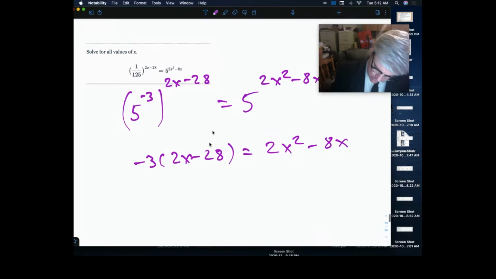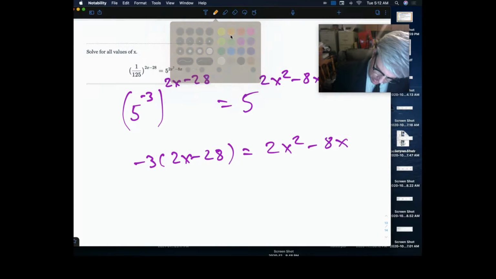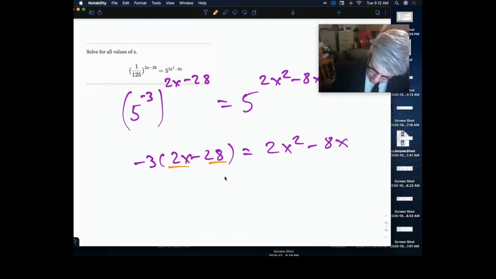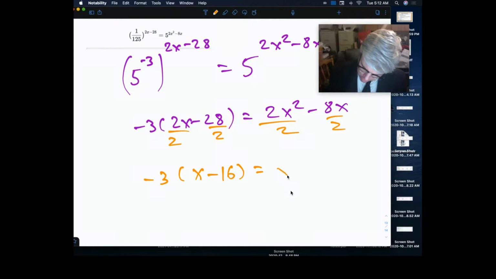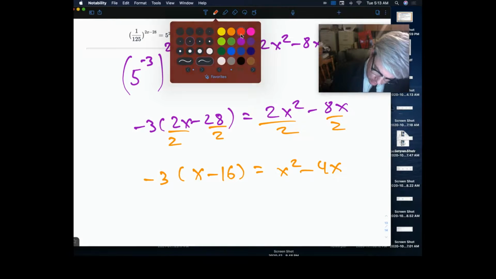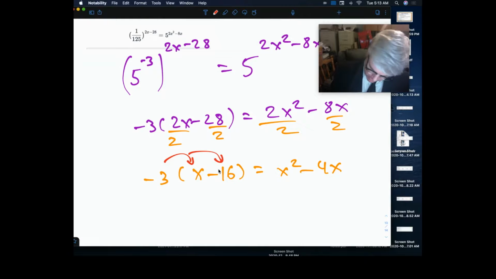Now I'm going to definitely do this, and this is okay. Because these both are divisible by 2, I can factor a 2, or I can divide through by 2. If you're not visualizing this, you could factor out a 2 and then divide by 2. And so this would leave negative 3x minus 14, and on the other side, we're going to get x squared minus 4x. The reason I'm doing that is I want to keep the numbers as small as possible because I don't want to pull out a calculator.